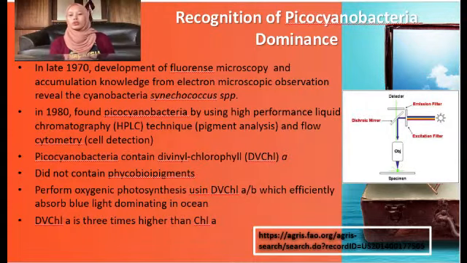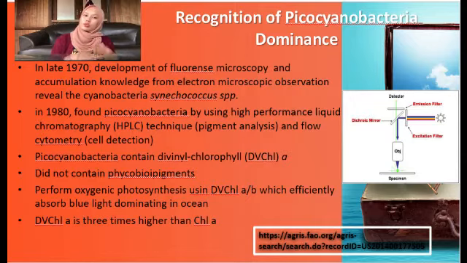Now we move to the recognition of picocyanobacteria dominance. In late 1970, the primary producer found was cyanobacteria, through the development of fluorescence microscopy and the accumulation of knowledge from electron microscopic observation. These tiny cells are 0.5 to 2.0 micrometer in length and 0.5 to 1.0 micrometer in diameter.